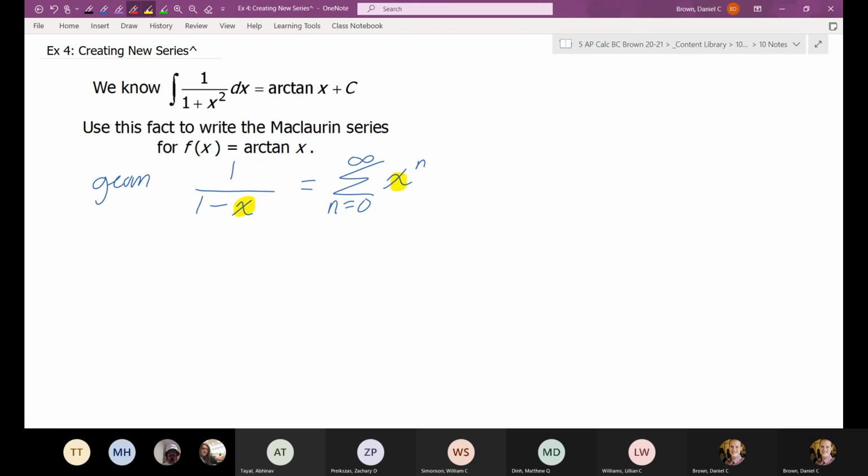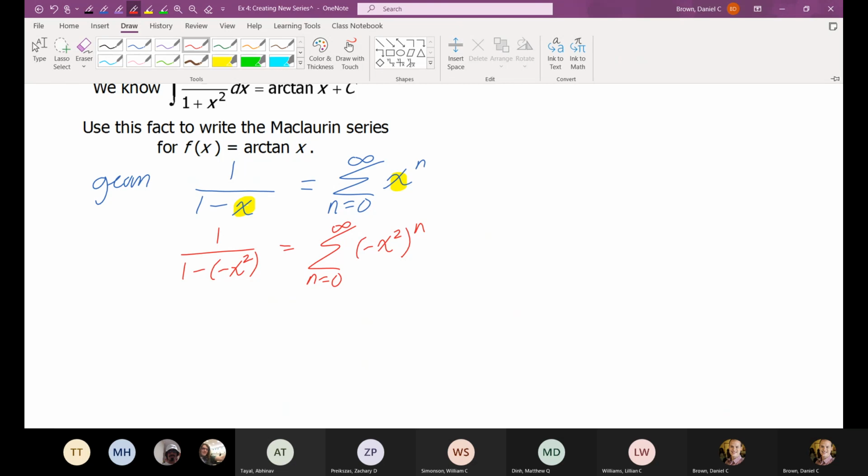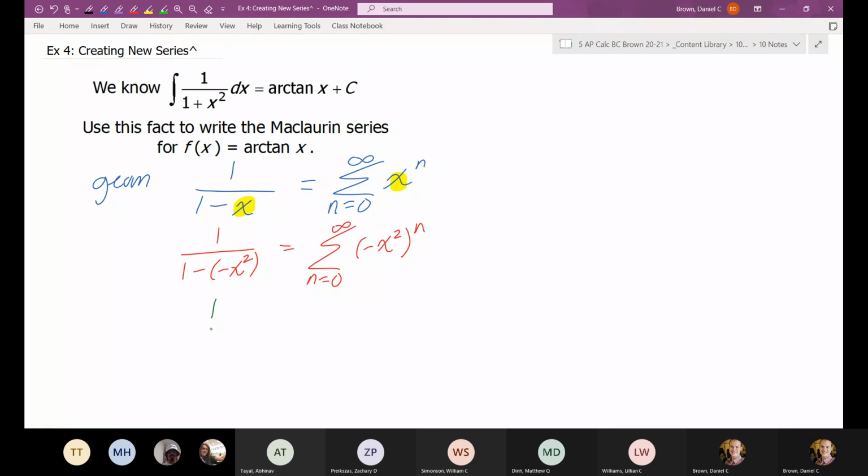Negative x squared. And again, why can we do that? It's just like function composition. So I have 1 minus, I'm replacing it with negative x squared. Same thing on the other side. So this is going to be n is equal to 0 to infinity of negative x squared to the n. I like simplifying things before I deal with it. So we do have what we want on the left-hand side.